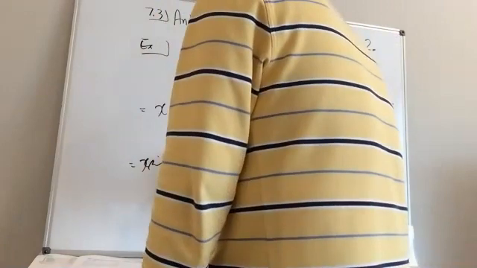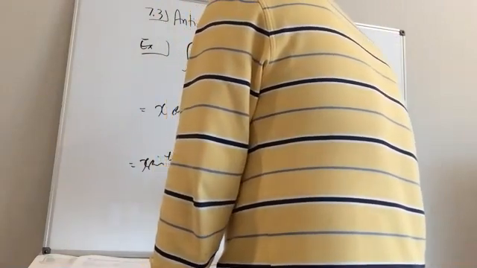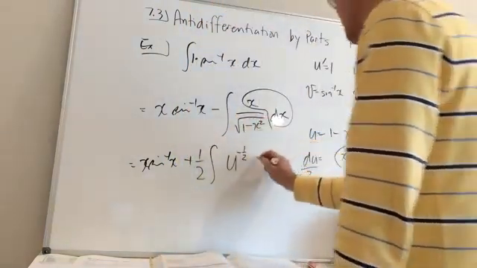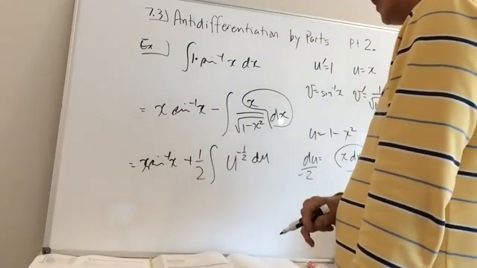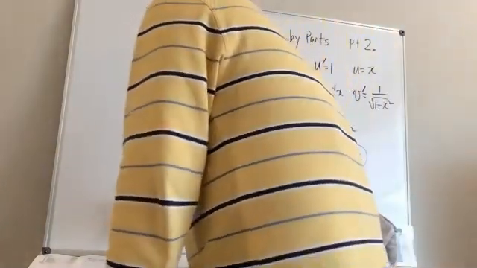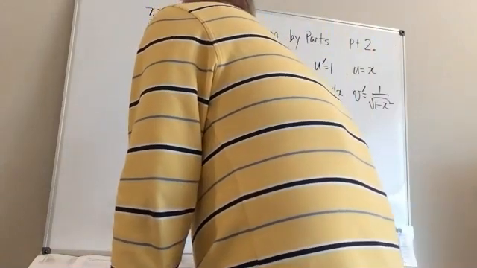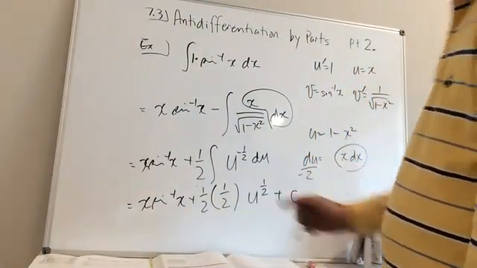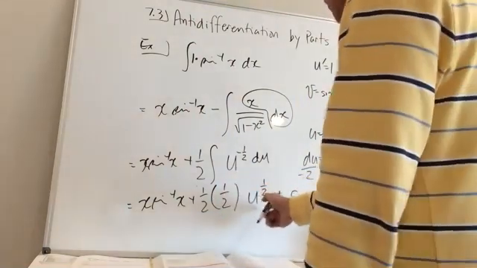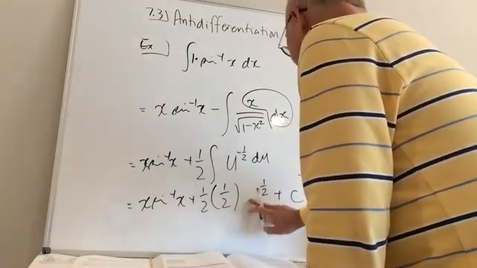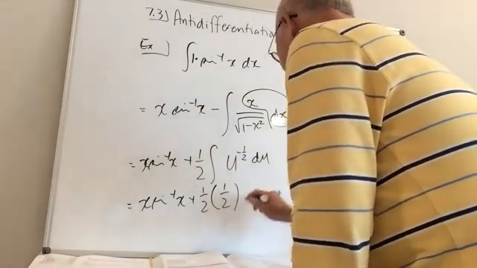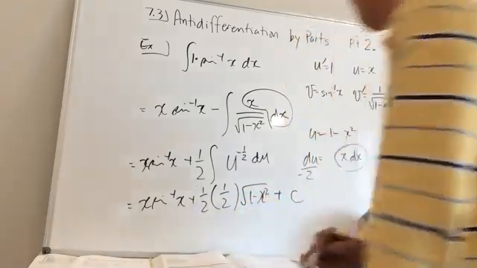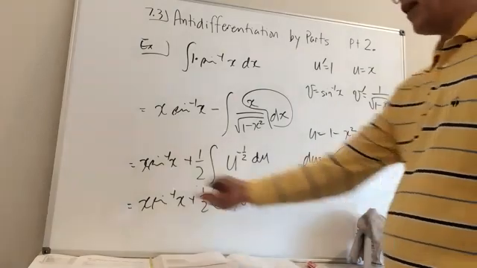I get plus 1/2 u to the negative 1/2. That's 1 over the square root of u du, right? So this is going to be equal to what? x arc sine of x, and this is going to be equal to plus 1/2. You're going to get 1/2 u to the 1/2 plus c, right? Because this half and this half will cancel out when I take the derivative, right? So this guy just becomes, I'm going to go ahead and now put this like the square root of 1 minus x squared, correct? So I'm done.